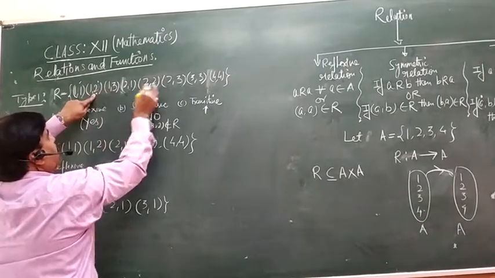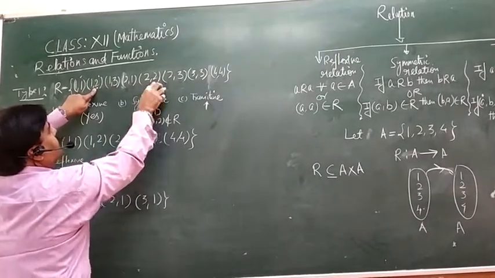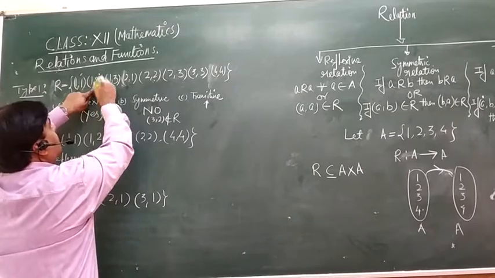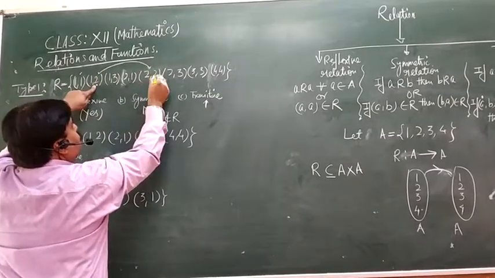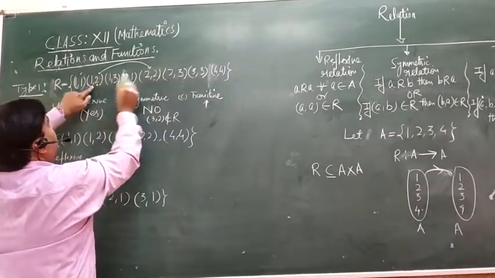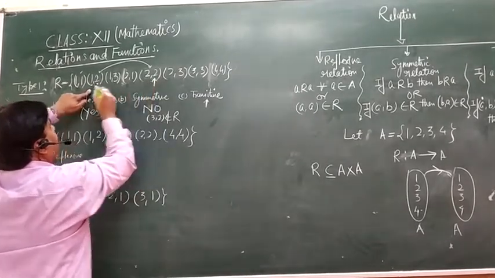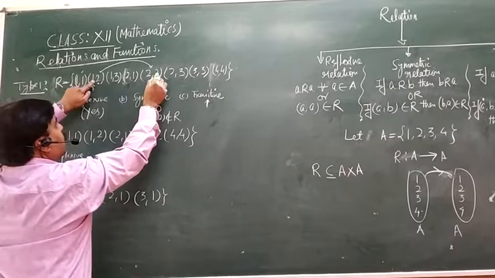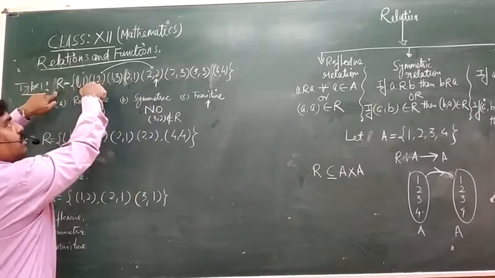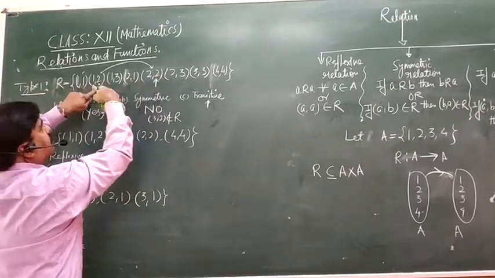The second component is again related with this one, meaning 1, 2 and 2, 2. 1, 2 belongs to R, 2, 2 belongs to R. Then the first component of this one and the second is this one. First is this, second is this, that is 1, 2, and 1, 2 already belongs to R. So it is true for this 1, 2.